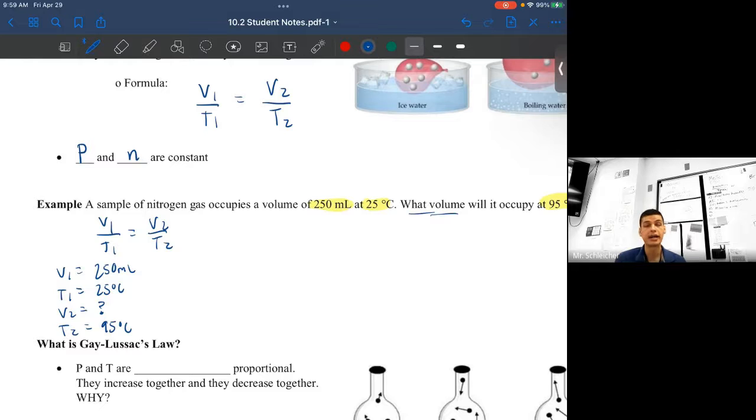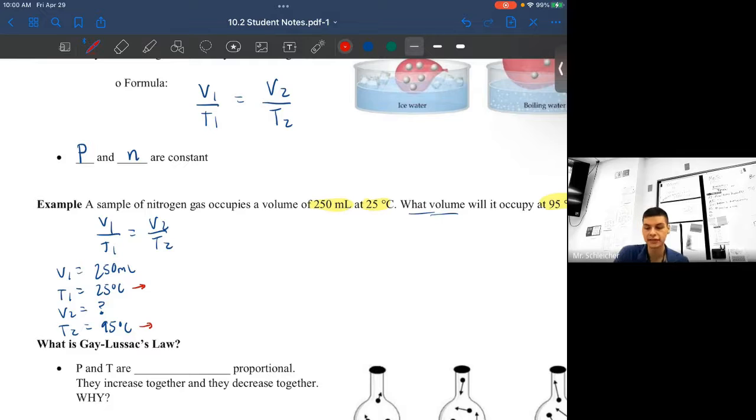Am I allowed to use these numbers as is? What do I have to change? There was this rule with Celsius. Am I allowed to use Celsius in these calculations? I have to change Celsius to Kelvin. So before you do any calculations with gas laws, you must change Celsius to Kelvin. And it's quite an easy conversion. What do we do to Celsius to turn it to Kelvin?